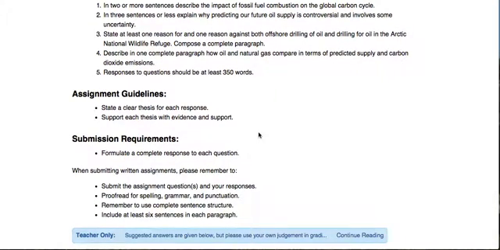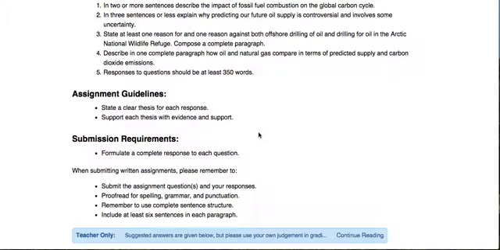In the second question, explain why predicting our future oil supply is controversial and involves some uncertainty. You need to really think about the global economy as it relates to actual, physical oil production. That's what you're going to be focusing on in that question. In the third question, state at least one reason for and one reason against both offshore drilling and drilling for oil in ANWR. So you're going to give me a pro and a con for drilling offshore, and a pro and a con for drilling onshore up in ANWR.